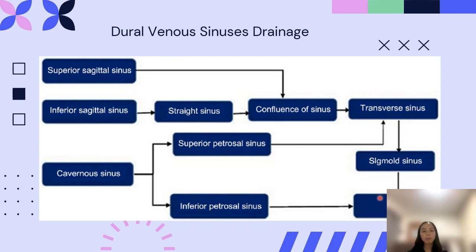And then we have our cavernous sinus, which drains into either the superior or inferior petrosal sinus. And if it drains in the superior petrosal sinus, it drains first to the transverse sinus, while the inferior petrosal sinus drains directly to the IJV. And that would be all for the dural venous sinuses.